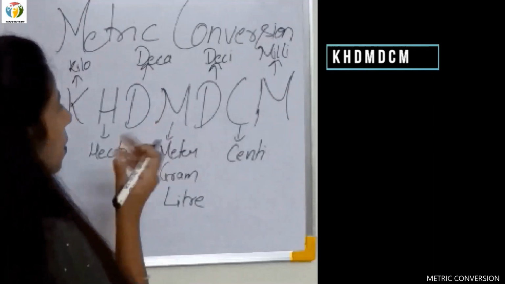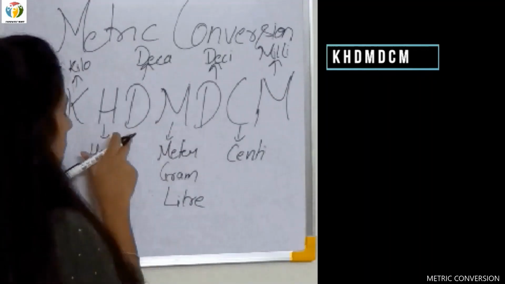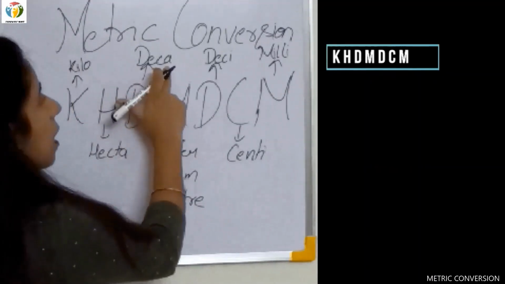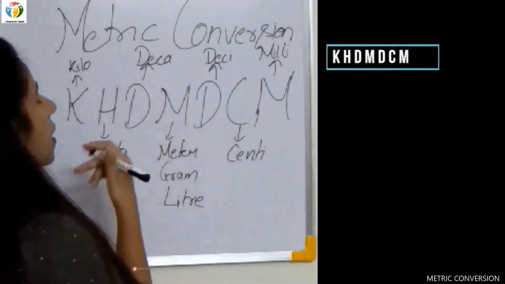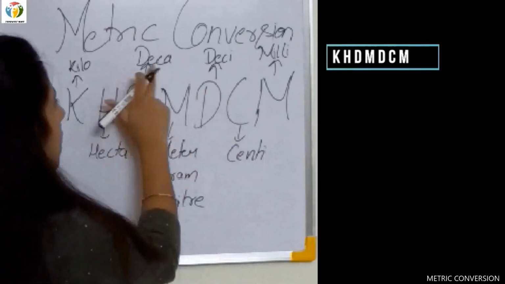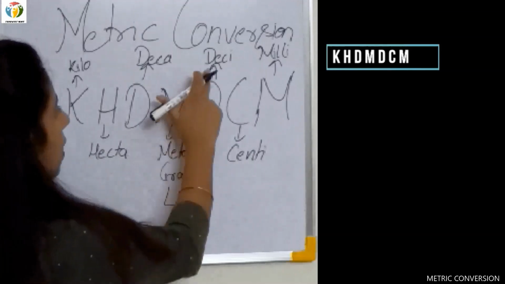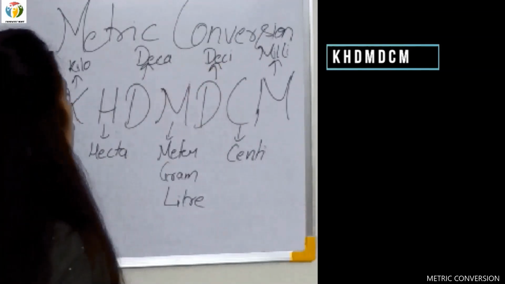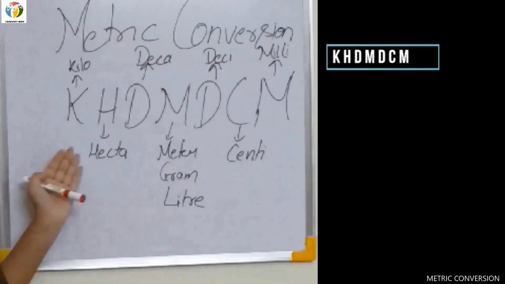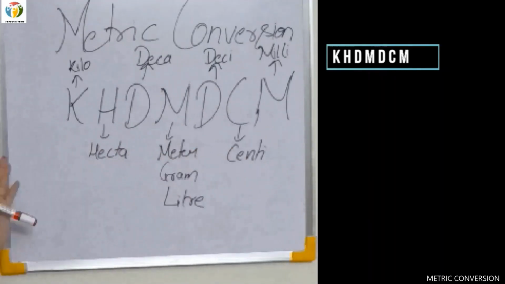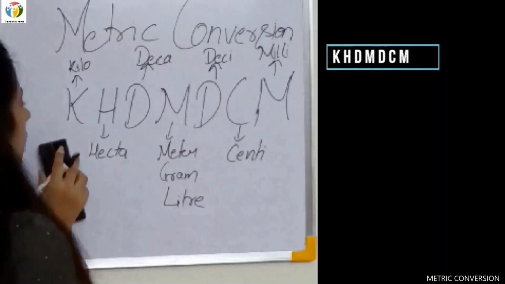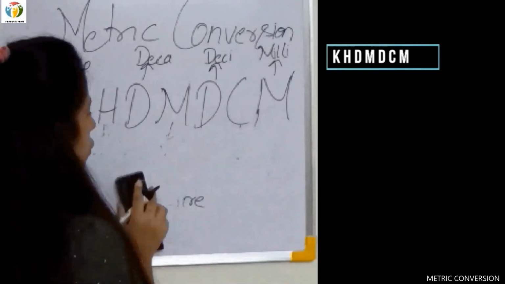One thing people used to get confused about is the initial D, which is deca. A comes first, so you can remember that it is in alphabetical order: deca is first, and the second D stands for deci. Once you have memorized what all these prefixes actually mean, then you have to do the conversion.